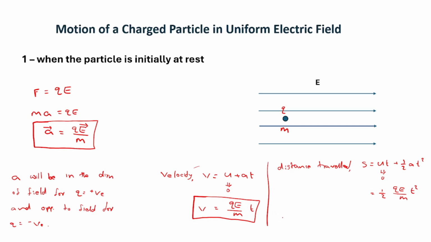And we can also find the kinetic energy gained, that is equal to half m v square, and that will be equal to half m times q square e square by m square times t square. So we get q square e square t square by 2m.